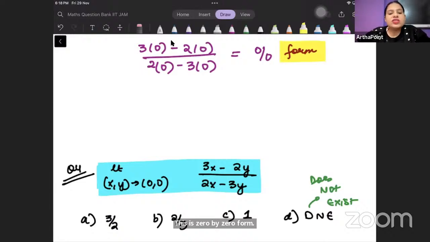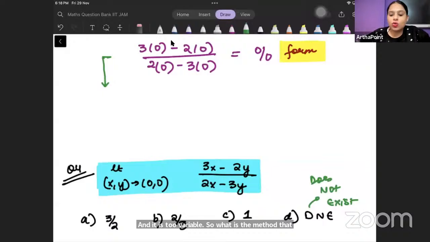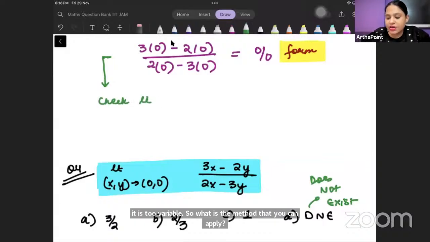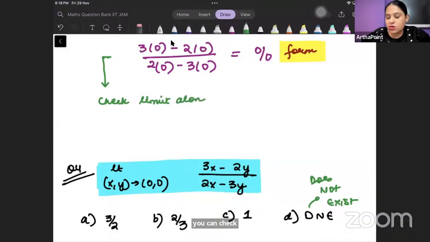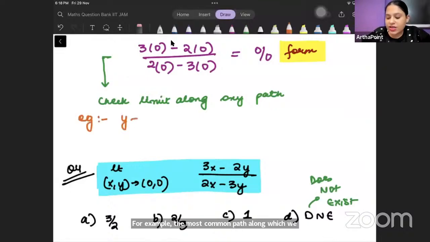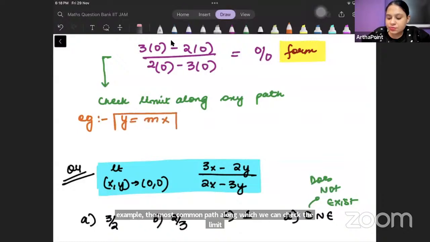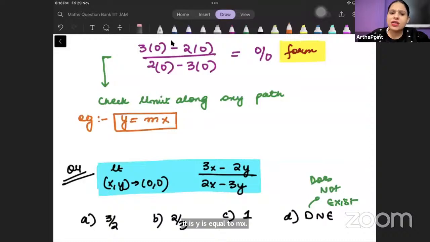Now, whenever you see 0 by 0 form, and it is two variable, what is the method that you can apply? You can check the limit along any path. किसी भी एक path के along हम limit को check कर सकते हैं. For example, the most common path along which we can check the limit is y is equal to mx. क्यों y is equal to mx ही क्यों? Because this equation passes through origin.